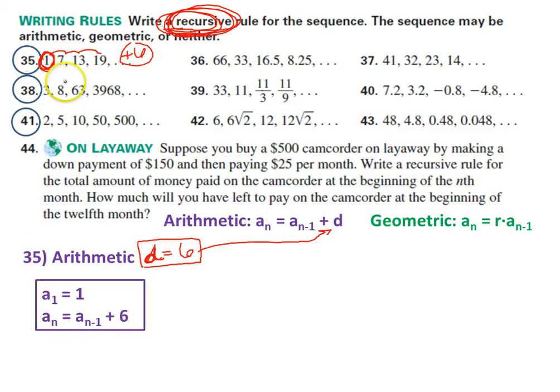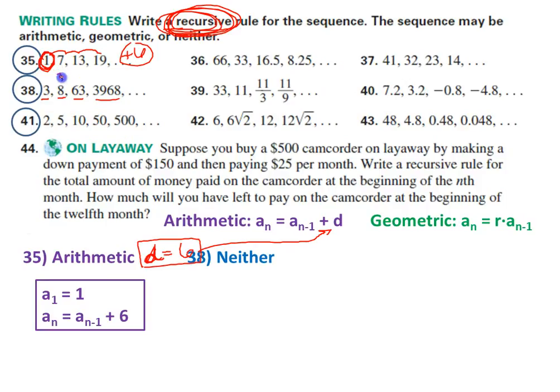38: plus 5, plus not 5. So it's not arithmetic. So how about geometric? Divide. 8 divided by 3, 63 divided by 8, 3,968 divided by 63. Is there a common ratio? Nope. So 38 is neither. So you have to find the pattern. If it's not arithmetic or geometric, you have to find the pattern. So what's the pattern here? How can I get from 3 to 8 to 63 to 3,968? Does anyone see it?